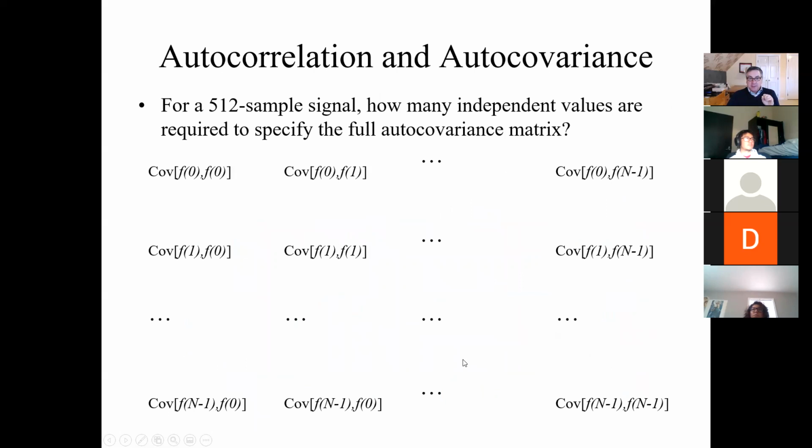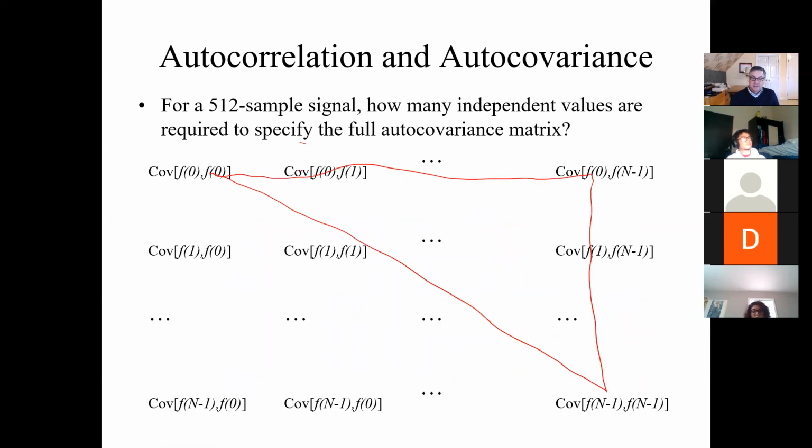Going back to this autocovariance matrix, right? If we have a 512 sample signal, then this matrix is 512 by 512, but we only need the upper triangle to be unique, but that's still a lot of stuff, right? That's like, on the order of 512 times 256 plus a little extra. Okay, so that's a lot of information we would need to describe that.